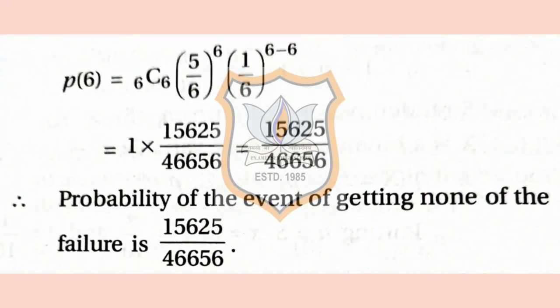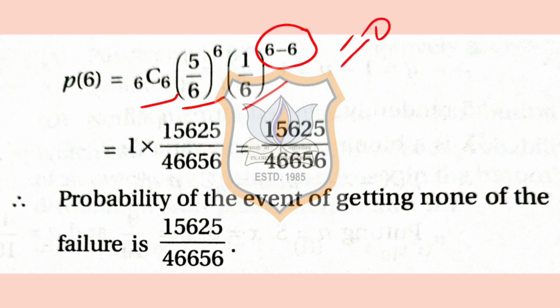We will have Px is equal to NCx. N is 6, x is 6. So it will be 6C6. P is 5 by 6. So you will have 5 by 6 to the power 6. 1 by 6 to the power n minus x, that is 6 minus 6. Now this 6 minus 6 is equal to 0. So this value, that is 1 by 6 to the power 0, will be 1.